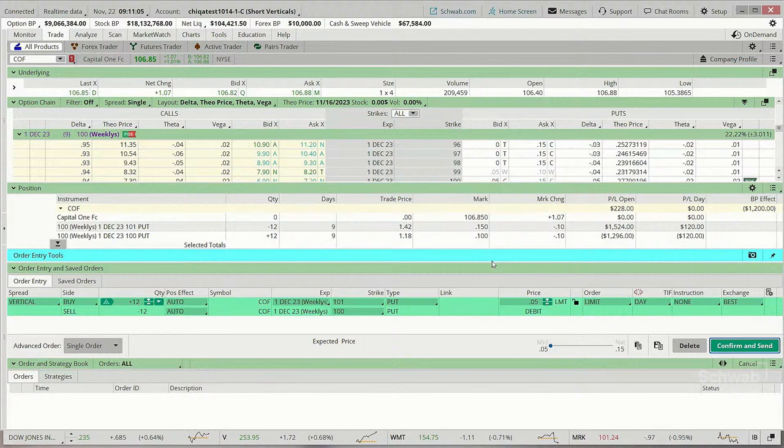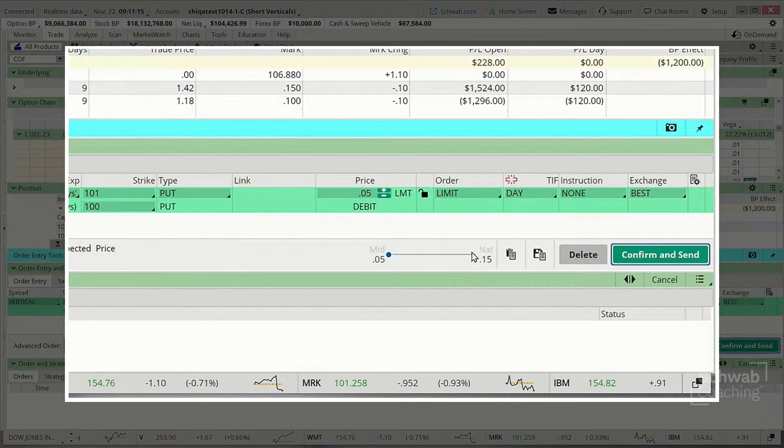Now, when you're looking at your profitability level, the system goes off the mid price right here. So if we can get filled at the mid price, we'll take it. If we have to go above that, we're going to go ahead and leave it. So we want to take it if we get filled at the mid, but we don't want to go above that. Let's see if we can close these things out then for 5 cents.